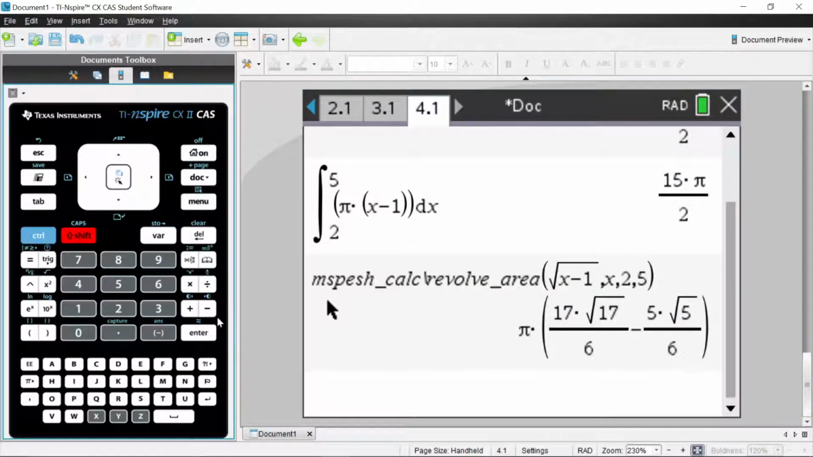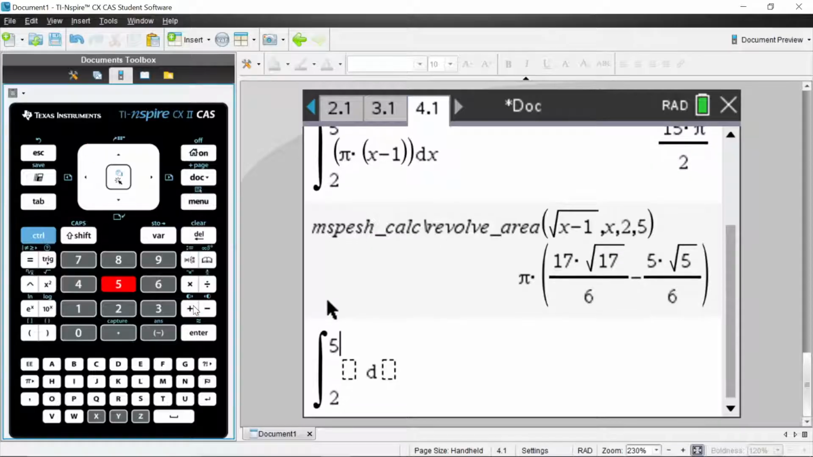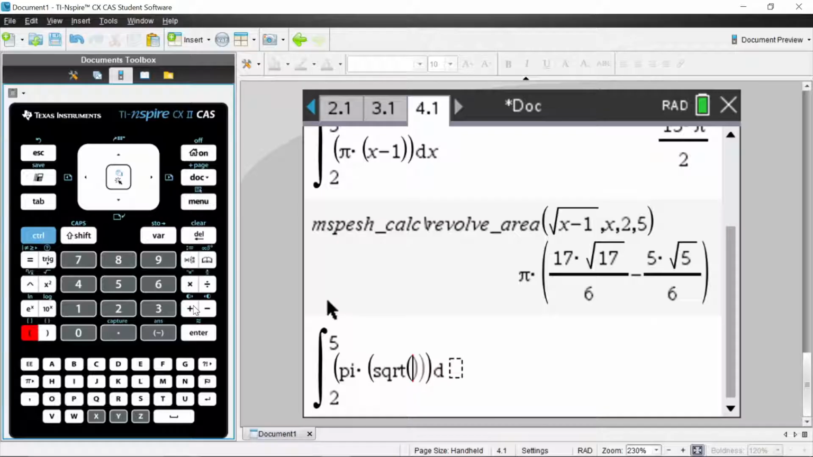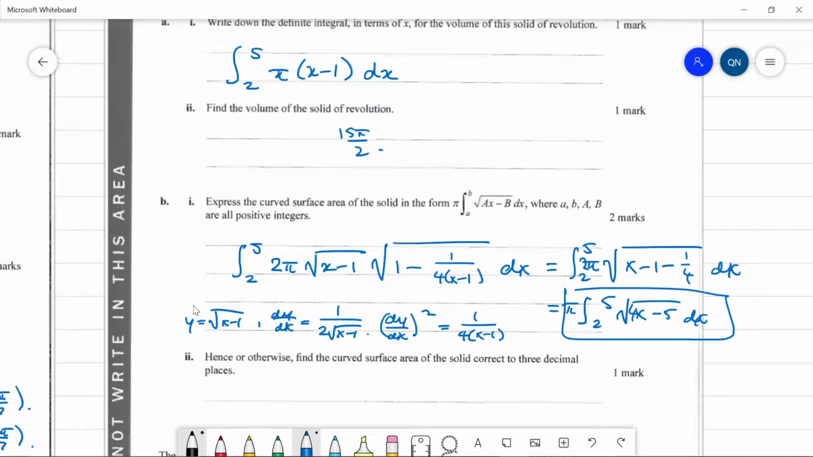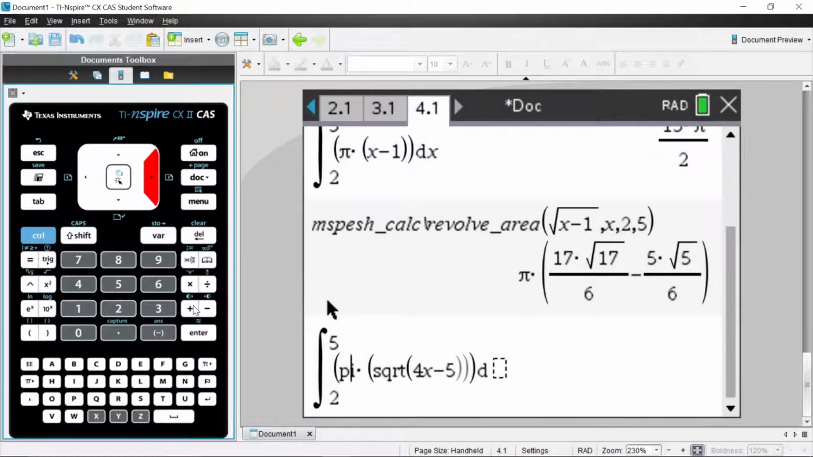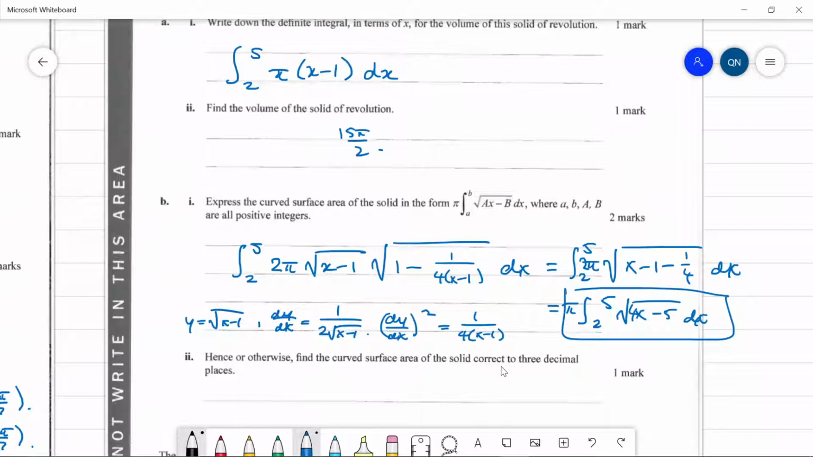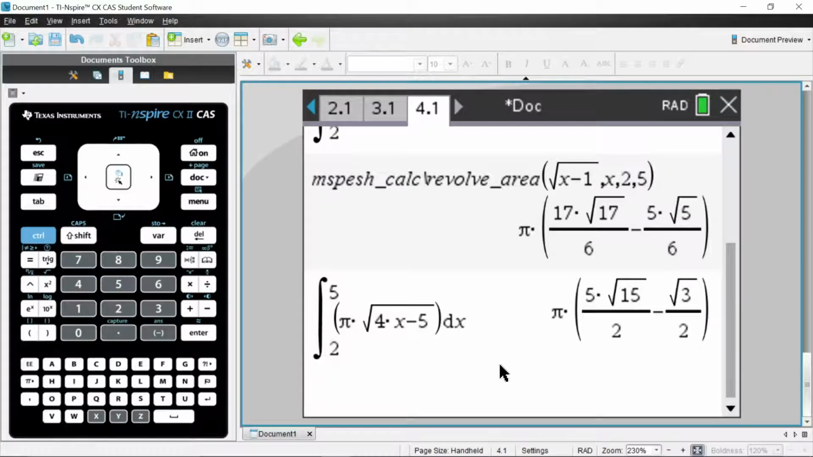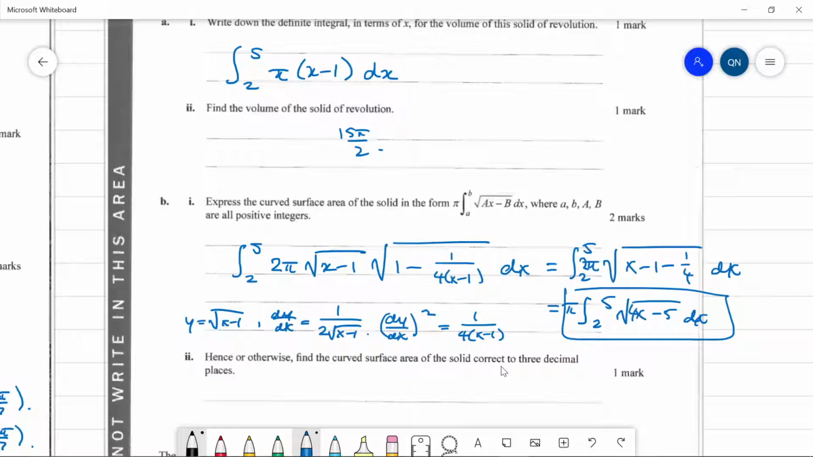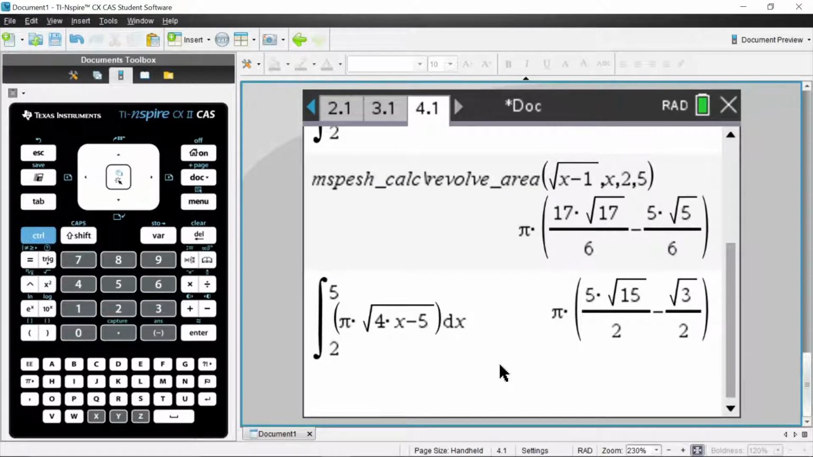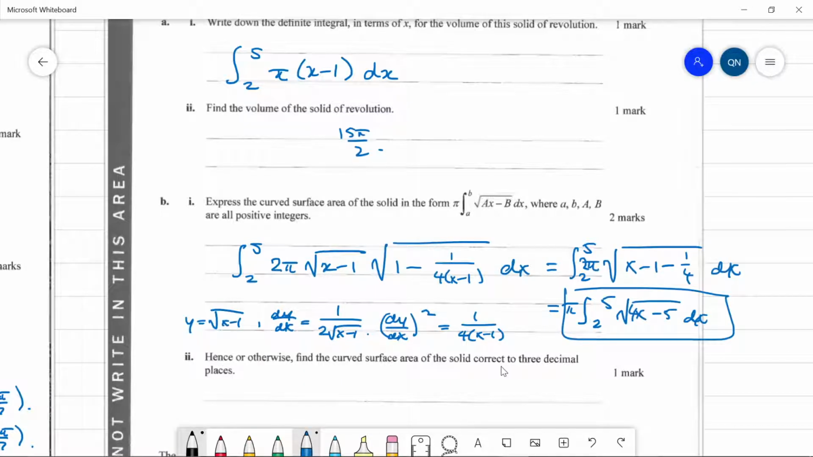And we can check with the manual way, so integral from 2 to 5. And we have pi times the square root of 4x minus 5, was it? Yeah, 4x minus 5 dx. Let's hope we get the same answer. Oh dear, it's different. Maybe we did something wrong. Integral from 4x minus 5 times pi. That's strange.